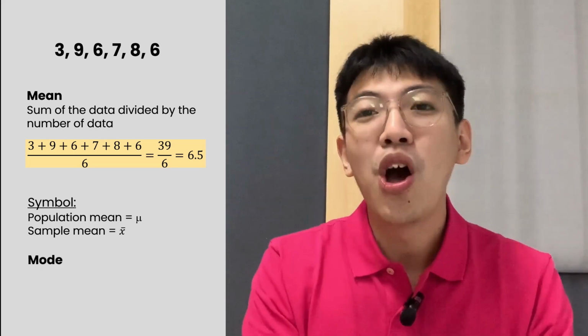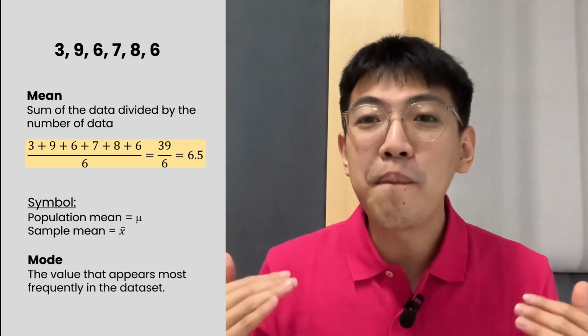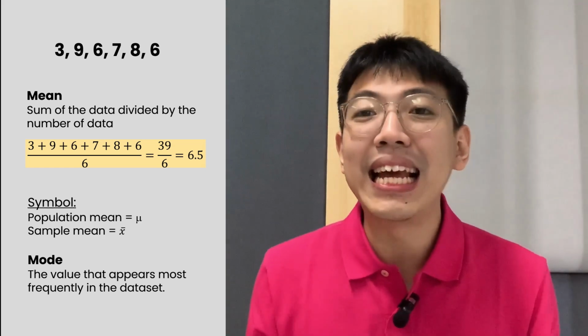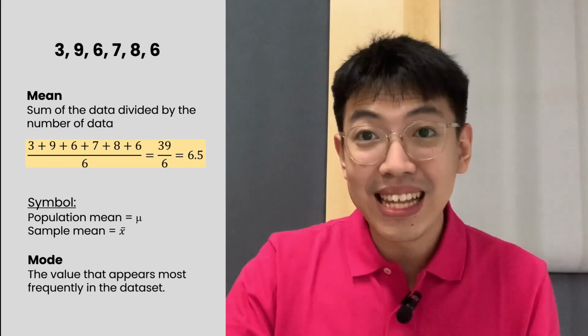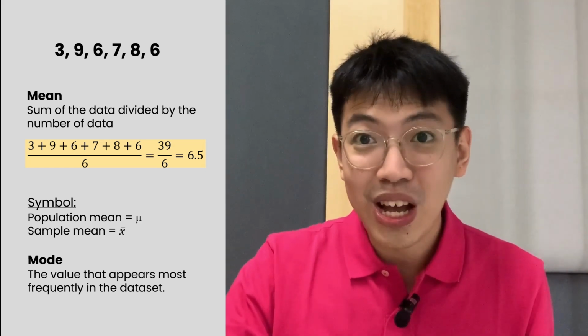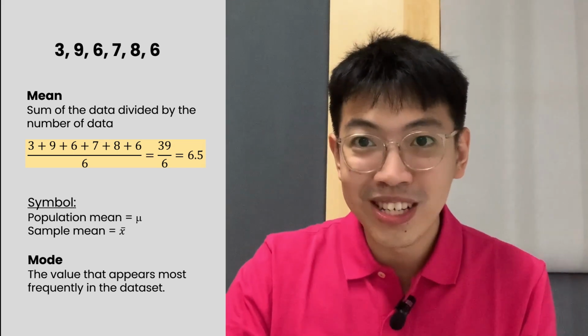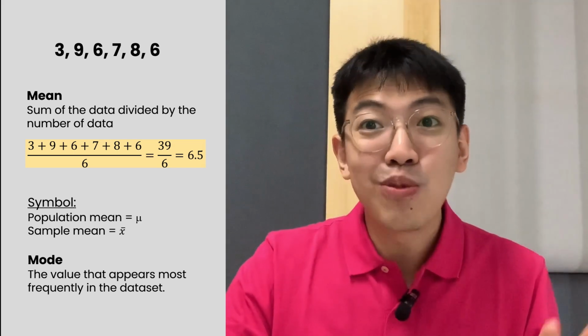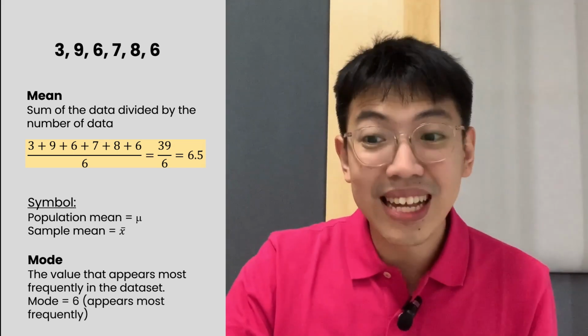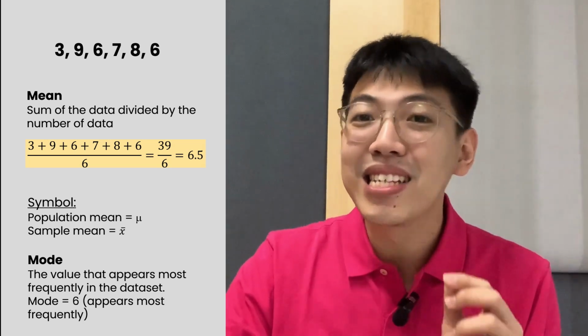The second one is the mode. What is mode? Mode is the value that appears most frequently in a dataset. In this data, 6 appears twice, while the others appear once. It means 6 appears most frequently in this dataset, so 6 is the mode.